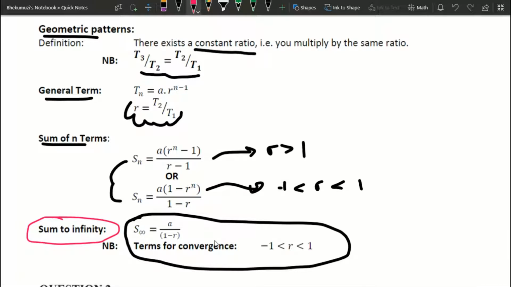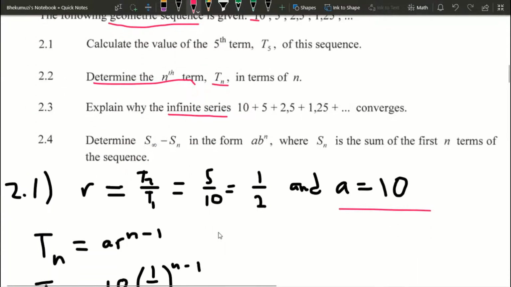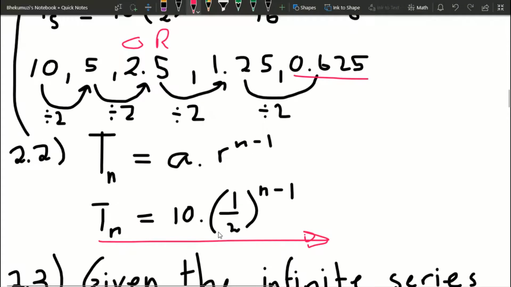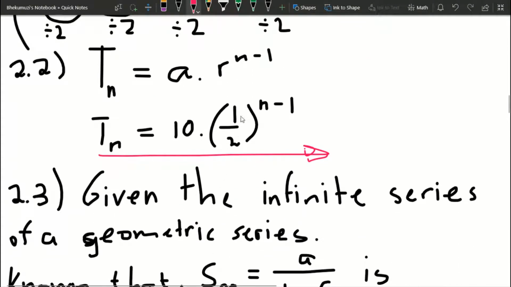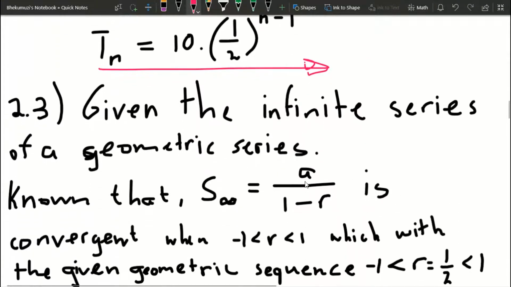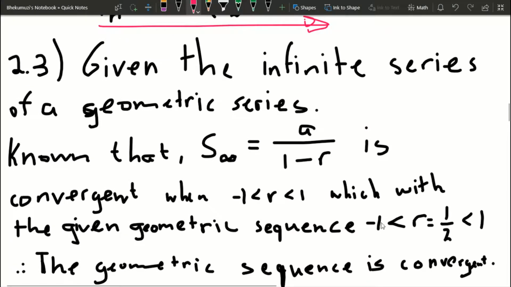So it could have been 0.03, could have been -0.9 or something like that. Okay, so in actual fact in here we do know that our r is actually 1/2. So r is in between -1 and 1, therefore it should converge because of that reason, right?